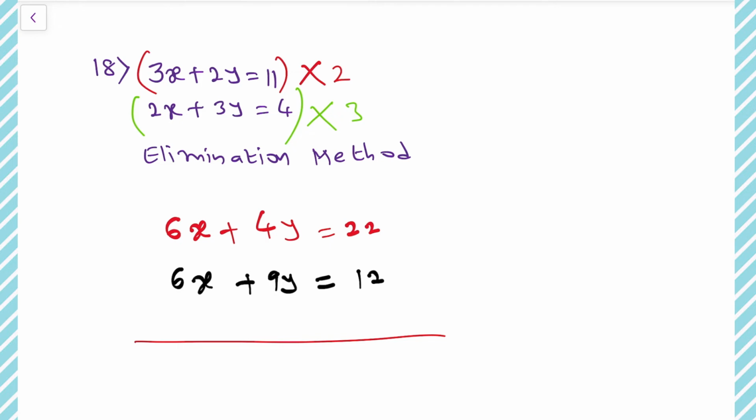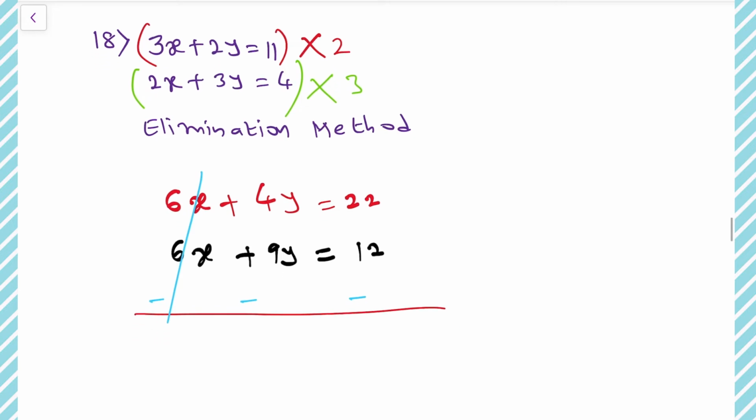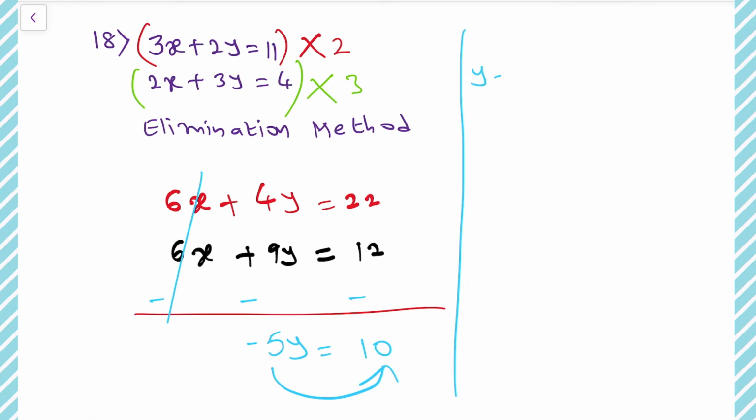Here both are having the same symbol, so do subtraction. So plus becomes minus, plus becomes minus, plus becomes minus. 6x, 6x cancel. 4y minus 9y is minus 5y, equal to 22 minus 12, that is 10. Now take minus 5 to this side, it will become division. So our answer will be y is equal to 10 divided by minus 5. 5 2s are 10 with the negative symbol. y is equal to minus 2.